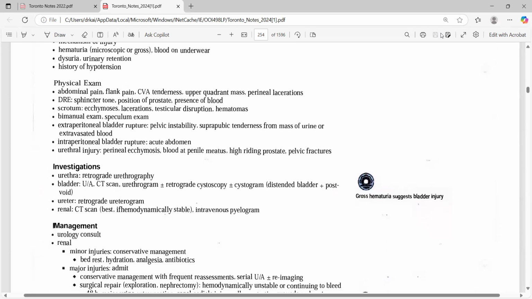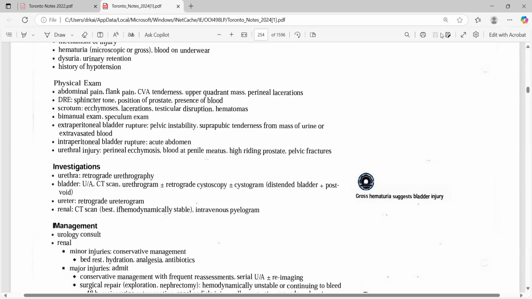Mechanism of injury, hematuria, blood on the underwear, dysuria, urinary retention, history of hypotension. Then coming to the physical examination: flank pain, tenderness, CVA costovertebral tenderness, upper quadrant, and perineal laceration. DRE, checking for all that. Scrotum, checking for laceration and testicular cremasteric reflex, don't forget that one. Bimanual examination, speculum examination you do.